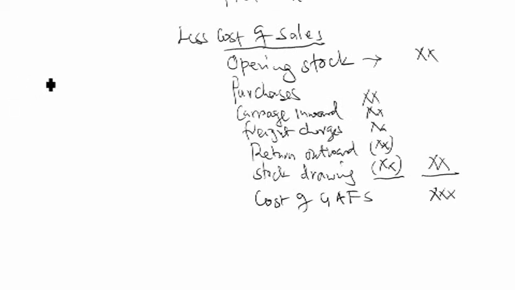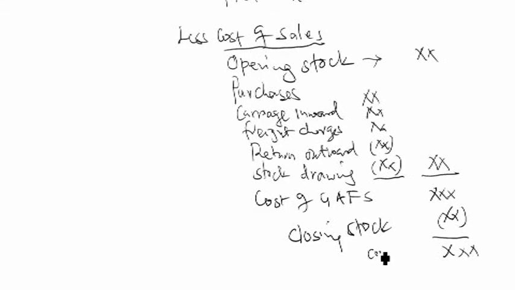Getting back to our equation, there is one part which is remaining now to get the cost of sale, which is the closing stock. Remember, the cost of sale, we have said it's opening stock plus purchases, then you subtract the closing stock. So you have to subtract closing stock here to get the cost of sale. So closing stock, subtract from this amount. Then whatever you're getting here, it is the cost of sales. This is what we're calling the cost of sales.